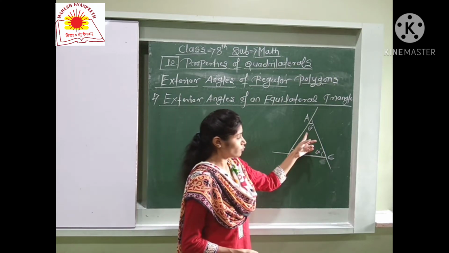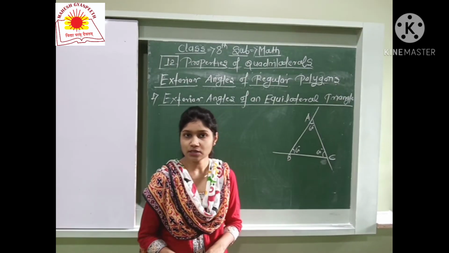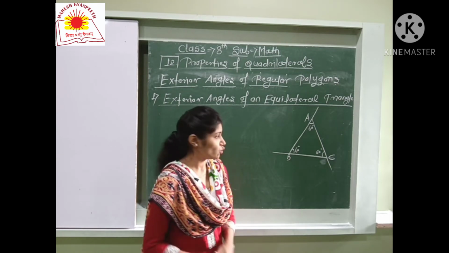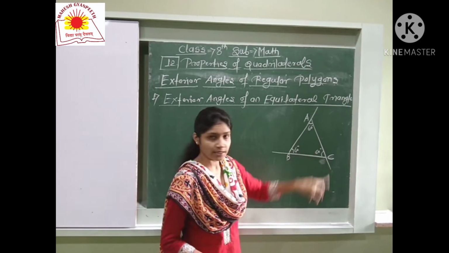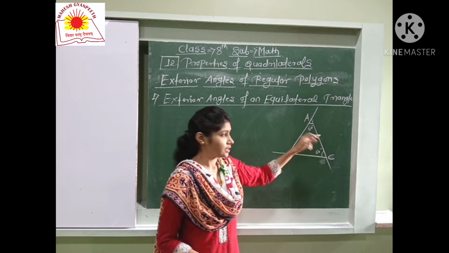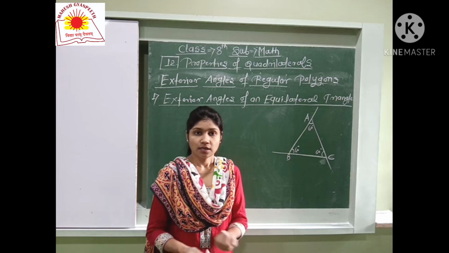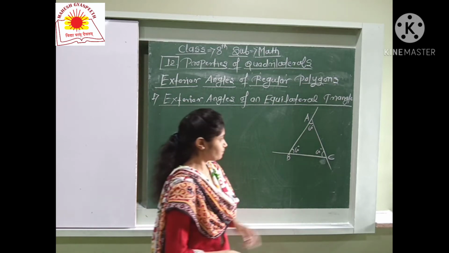Then, what is the sum of the exterior angles? All of you know the exterior angle. Exterior angle means outside angle. Interior angle means the inside angle. So in this equilateral triangle ABC, each interior angle of the equilateral triangle is 60 degrees. Then how to find the exterior angle, and what is the sum of the exterior angles of an equilateral triangle? Okay, students, see here.